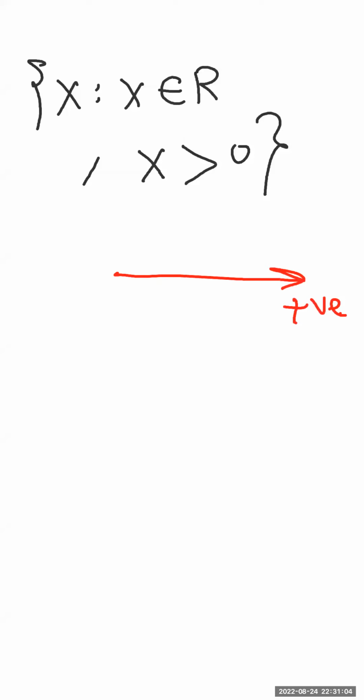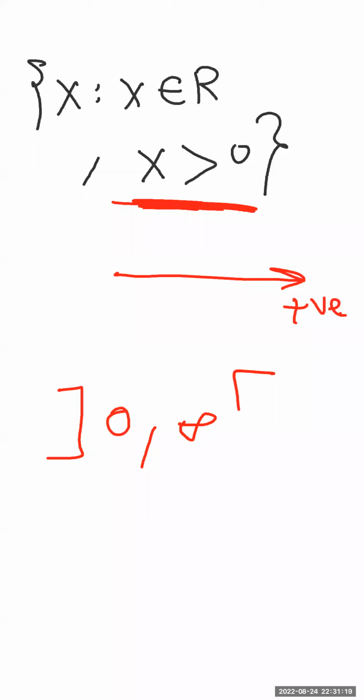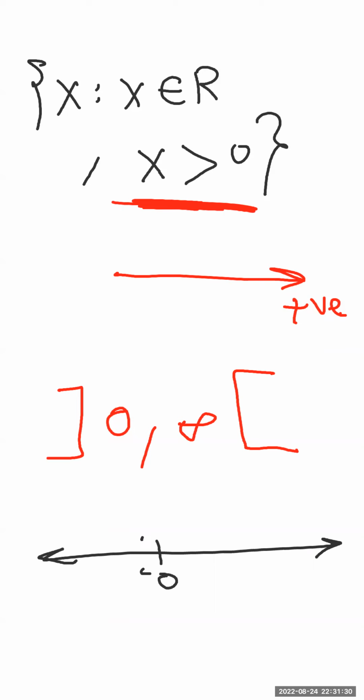Which one is the smaller element? 0. Then positive infinity. Is it closed or opened from the side of 0? Open. Why? Because there is no equality sign here. Only greater than. So opened, and the infinity by default is opened. Now it's time to represent it on the number line. Number line, 0 opened, unshaded, and then shade the whole positive direction. Done.